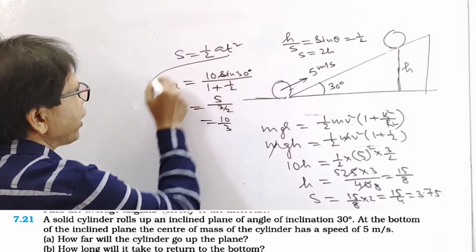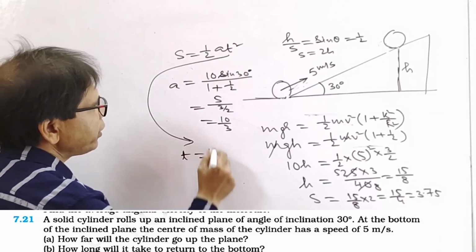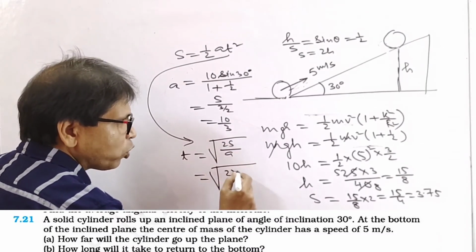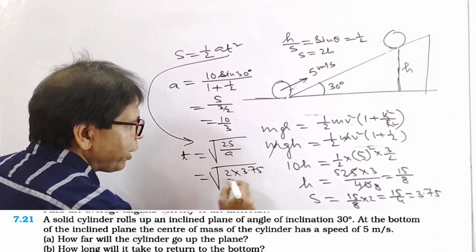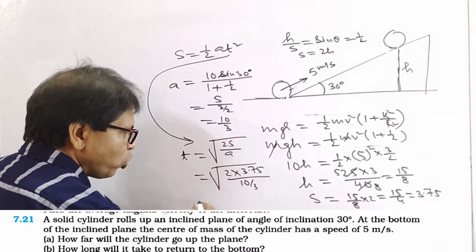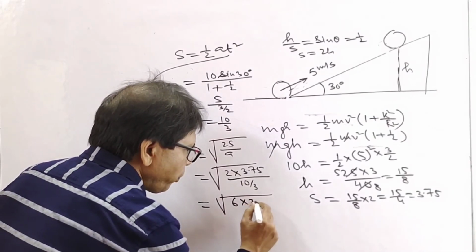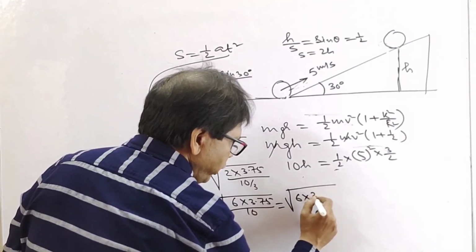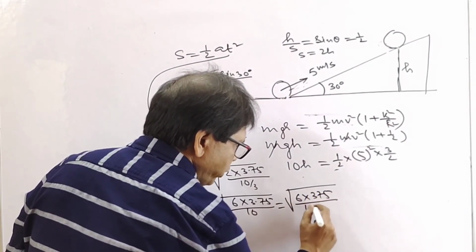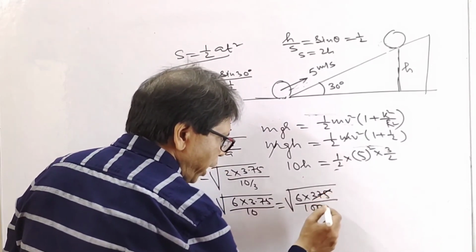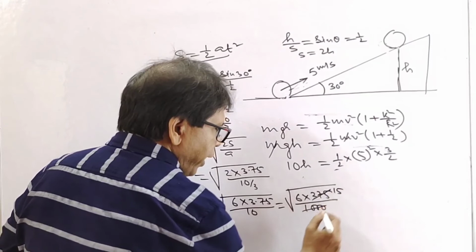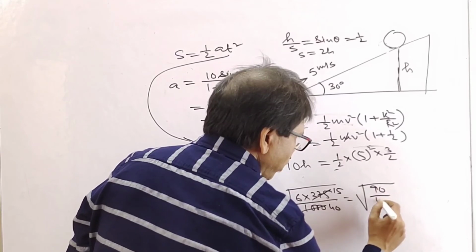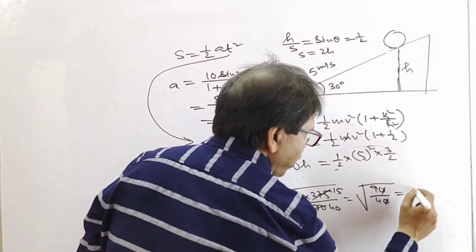So here time t equal to 2s by a. Now look at this here, 2 into 3.75 divided by a, which is 10 by 3. Now this is 6 into 3.75 divided by 10. Okay, this is 6 into 375 divided by 1000. Now if we divide by 25, this is 15 and this is 40. Okay, this is 90 and this is 40. So this is 3 by 2.